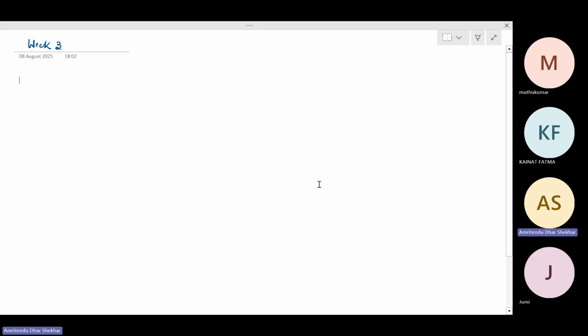So we are in week 3 of the course. Today we are going to look at the CDF of random variables, probability density functions, some examples, before we look at some problems. So this would be kind of the agenda for today.